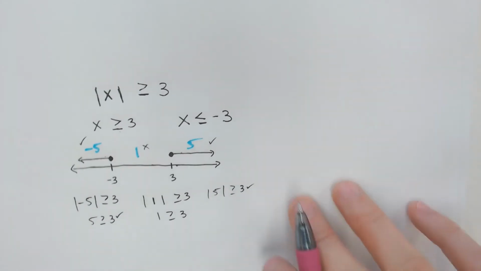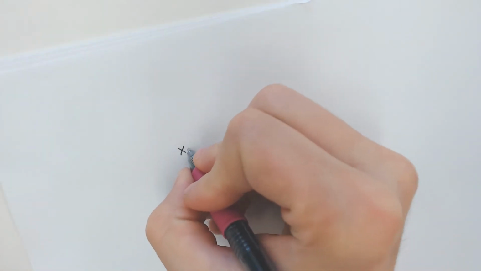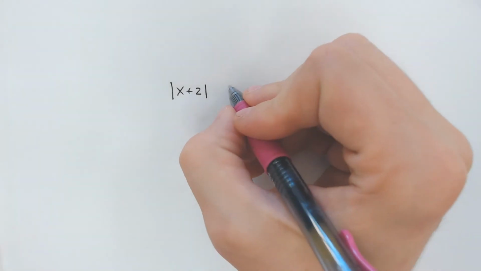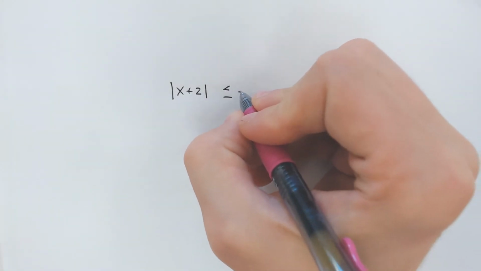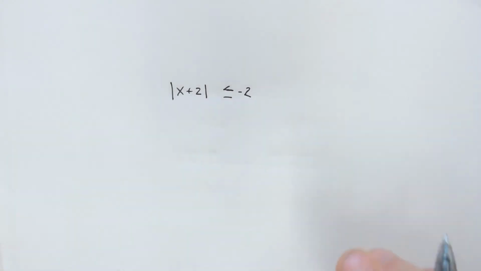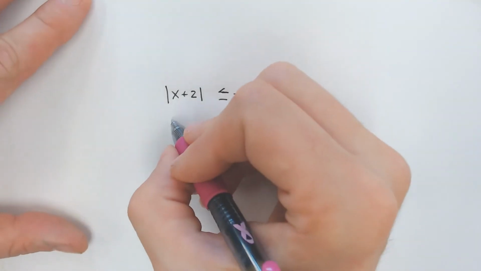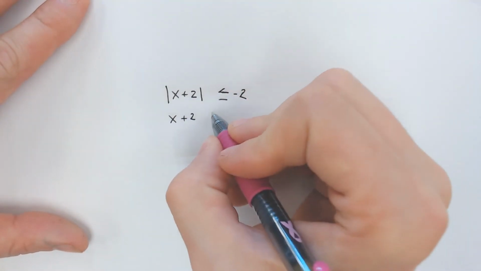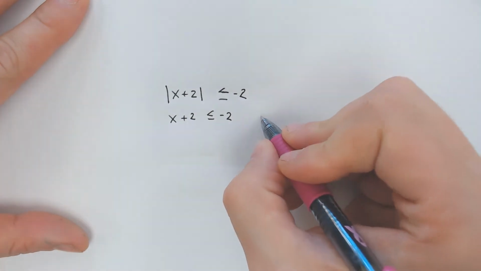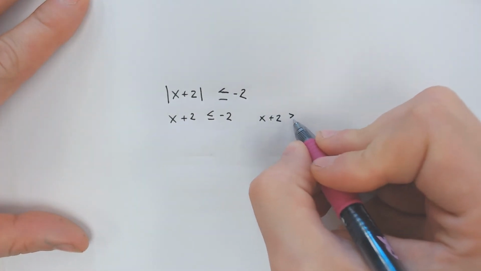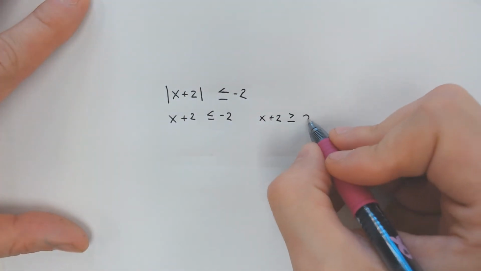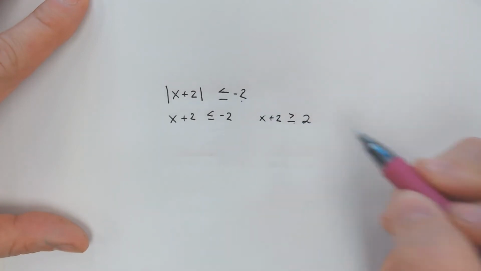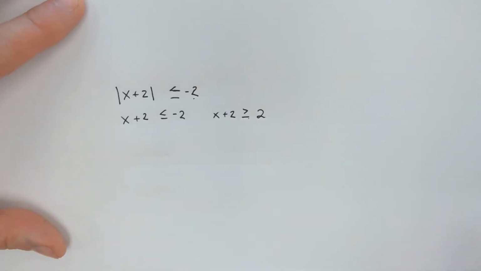Let's say that we have the absolute value of x plus 2 is less than or equal to negative 2. All right? So we solved that, and we got x plus 2 less than or equal to negative 2, and x plus 2 greater than or equal to positive 2. You switch the sign and switch the inequality, and now you solve both.